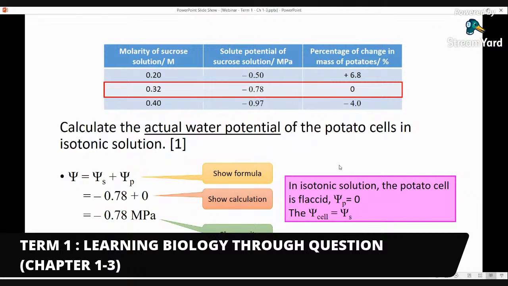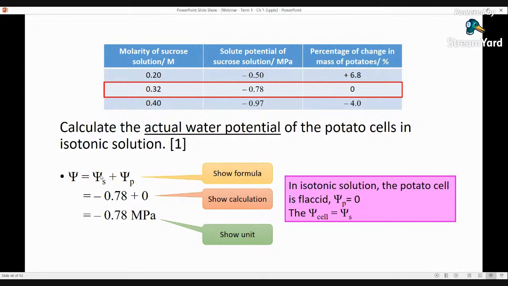Calculate the actual water potential of the potato cells in isotonic solution. So in isotonic solution, they ask you to calculate the water potential. First, you must write the formula. The water potential is equal to solute potential plus pressure potential. The solute potential here we can get from the data, which is negative 0.78. And then the pressure potential is 0.